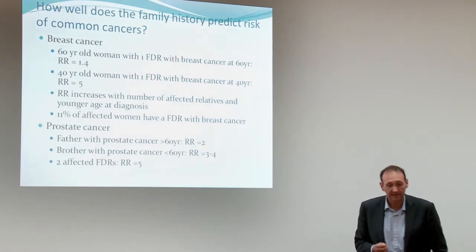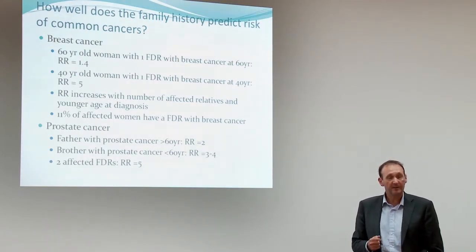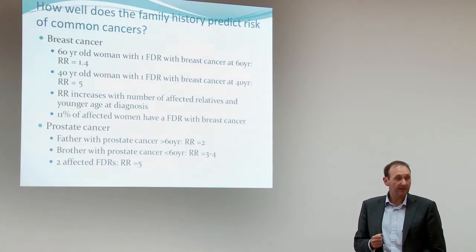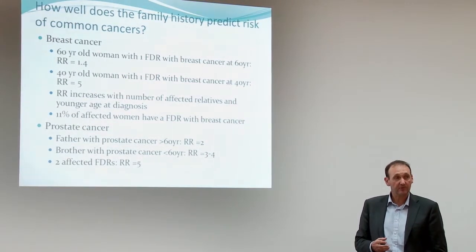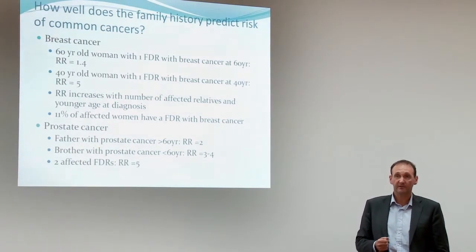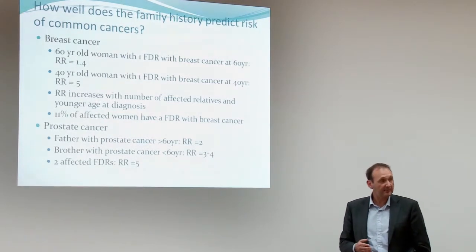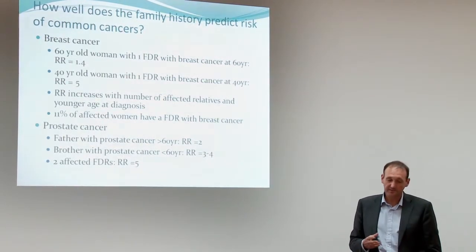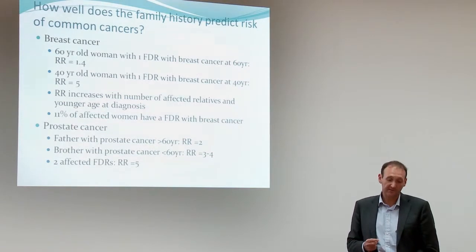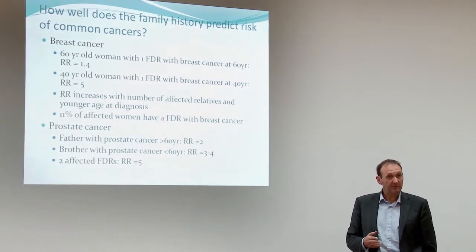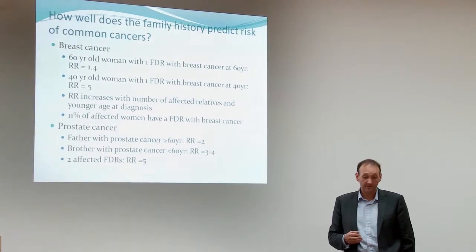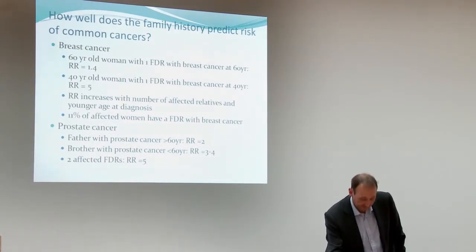Similar story with prostate cancer. If your father was diagnosed with prostate cancer above the age of 60, that still doubles your risk of getting prostate cancer. The risks seem to be slightly stronger if it's your brother rather than your father. Particularly if they're below the age of 60, the estimates are up to 4-fold risk if your brother was diagnosed before the age of 60. And if you've got 2 affected first-degree relatives, the relative risk goes up to about 5.